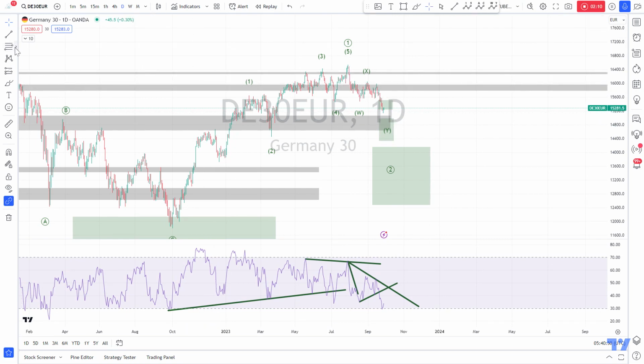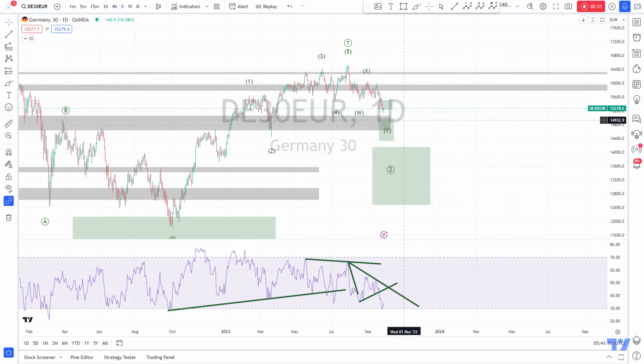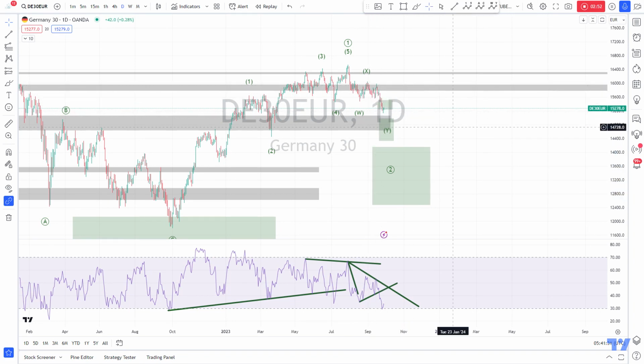Then this area actually fits in my system, because then we reach the equal leg area. If we take the length of the wave W and the length of the wave X, then typically we go into the area between the 1 and the 1.618 FIB extension. So I will spend more attention on this during my weekend analysis or my higher time frame analysis on how exactly we could get here or even here, which are the possible paths. But for now, we can just further focus on this structure.